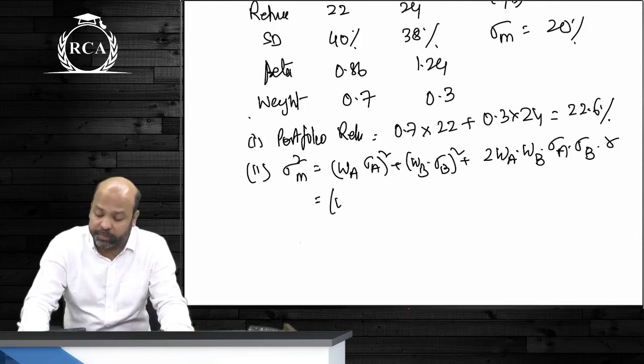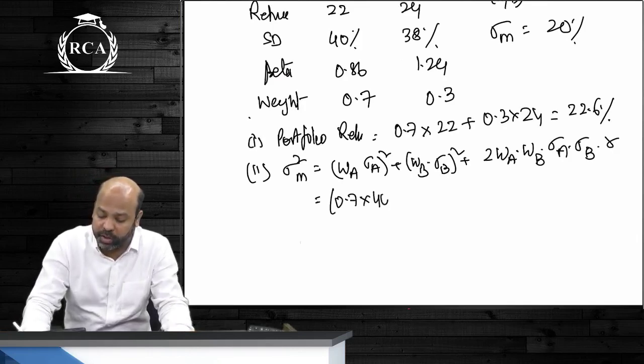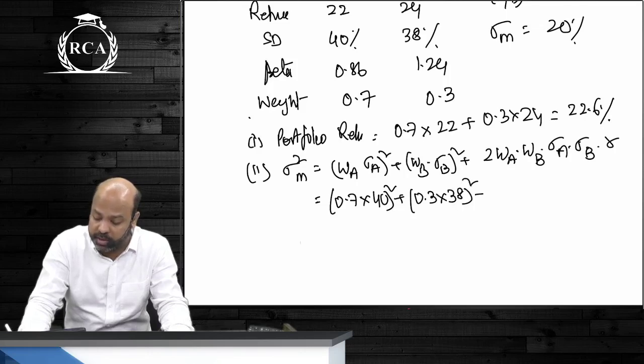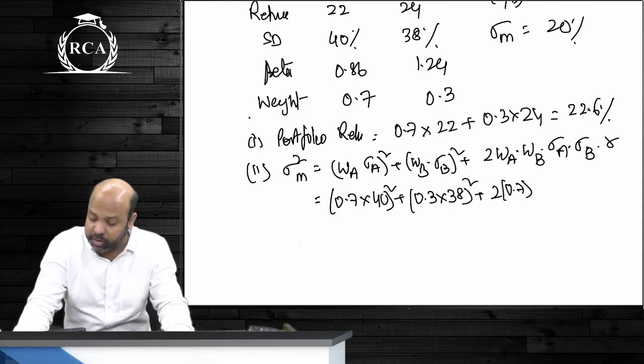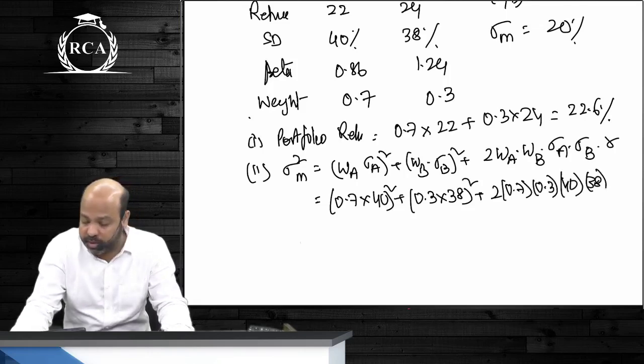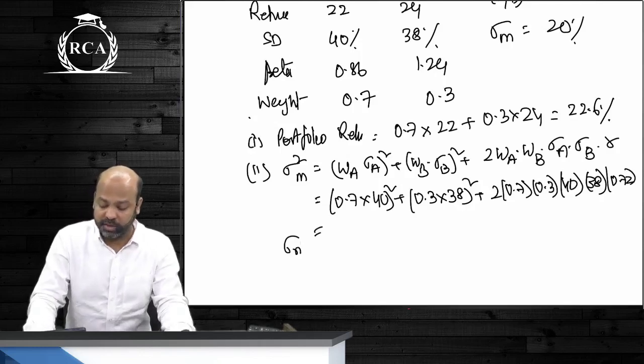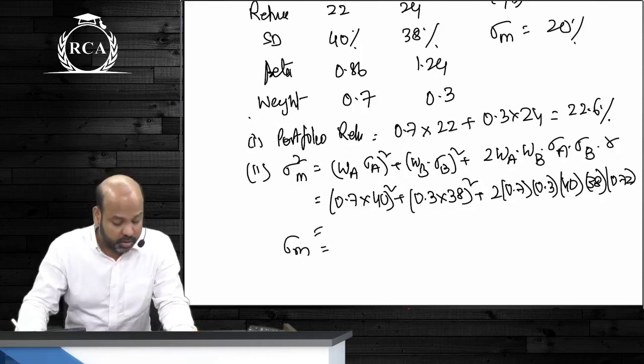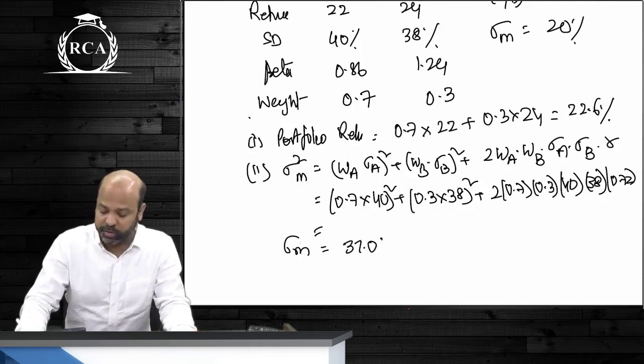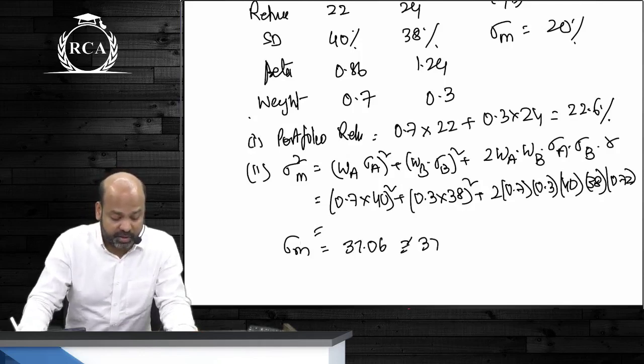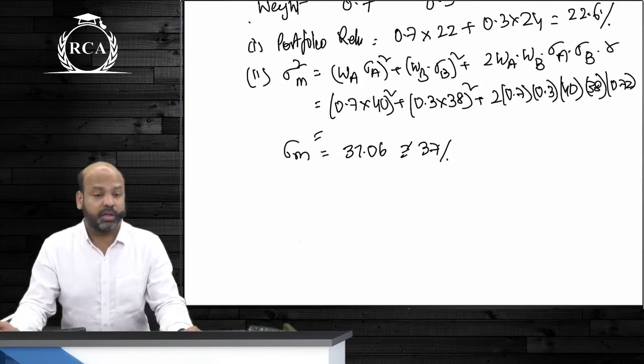Yes or no, kids? 0.7 into 40 whole square, 0.3 into 38 whole square, plus 2 into 0.7, 0.3, 40, 38 and 0.72. Final answer: 37.06. That is option C, guys, approximately 37%.